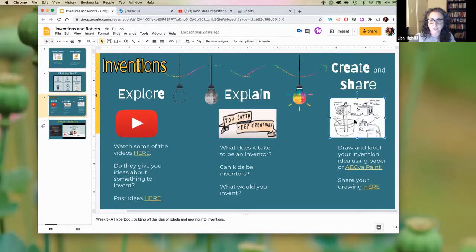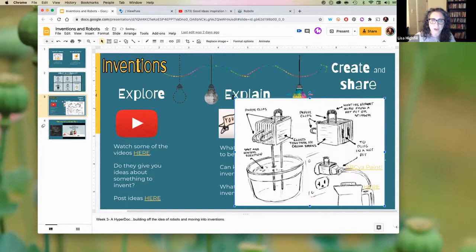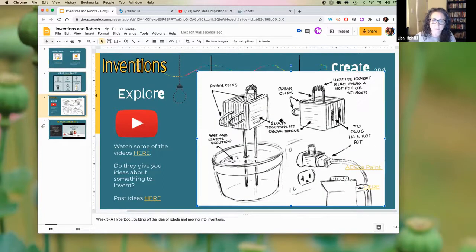And I actually took this image and enlarged it really big because I said, I want you to draw sort of a blueprint for your invention. Now, this person who drew this one is a really good artist. And so you don't have to worry too much if you can't draw exactly like that. But what do you notice about the drawing? So instead of me giving requirements, it's what do you notice?